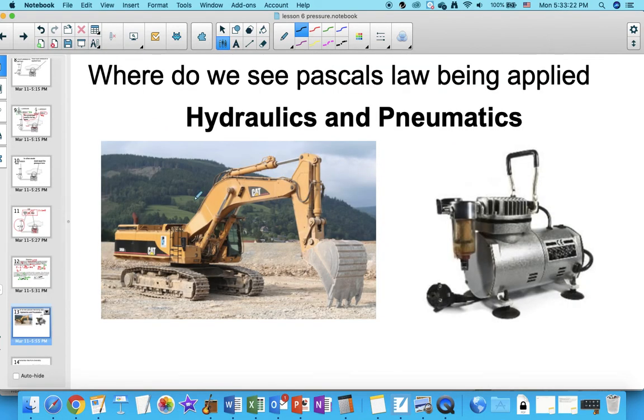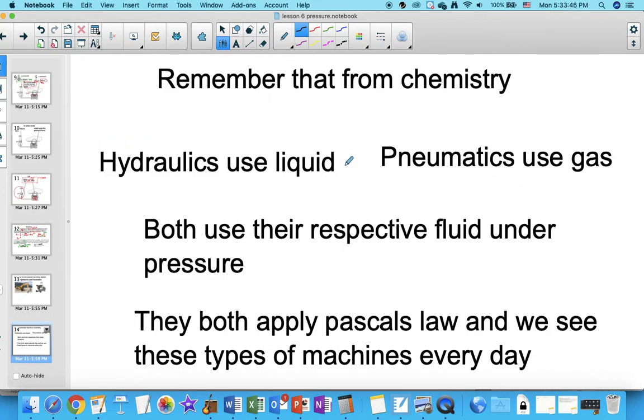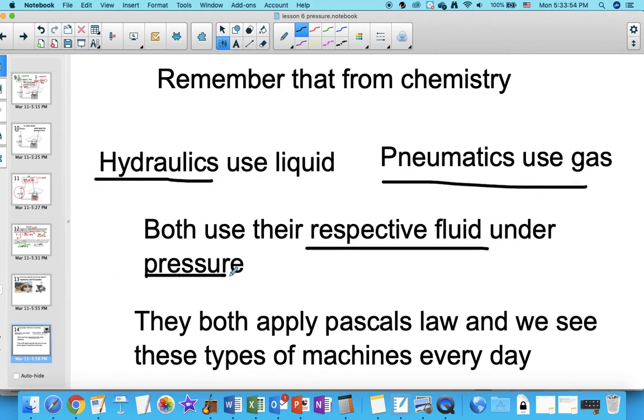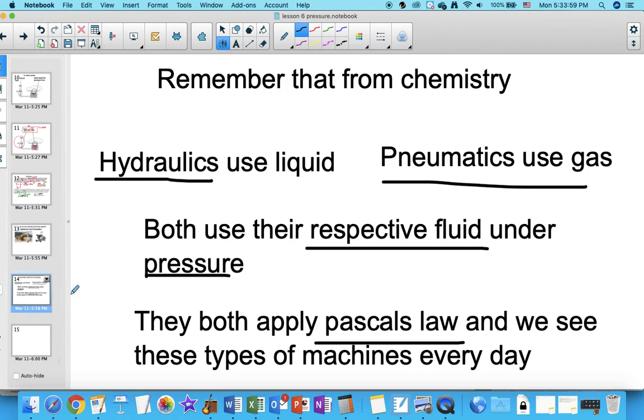We see Pascal's law applied in hydraulics and pneumatics, another thing we talked about in mix and flow of matter. Pressure is applied to oil and other types of liquid in machinery to multiply the amount of force used so that we can lift heavy objects or move massive amounts of dirt. Pneumatics do the same thing with air. Hydraulics use liquid, hydro, as in water, and pneumatics use gas. Both use their respective fluid under pressure. Both apply Pascal's law, and we see these types of machines every day.